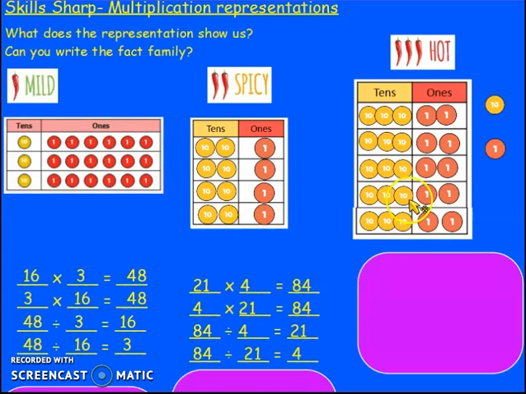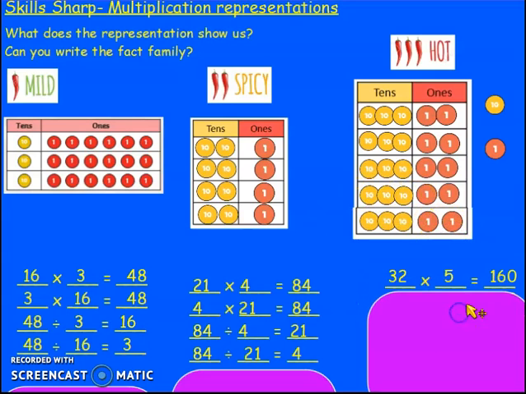Finally, we are working out what 32 multiplied by 5 is. 32 multiplied by 5 is 160. Now that's a large number, so you may need to have exchanged when you were counting all together those amounts.